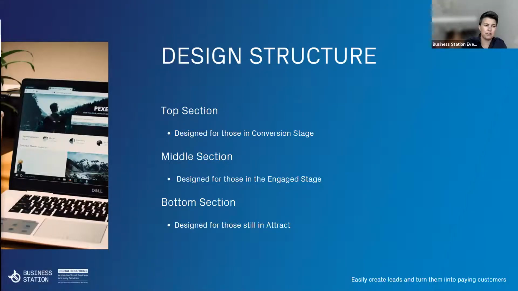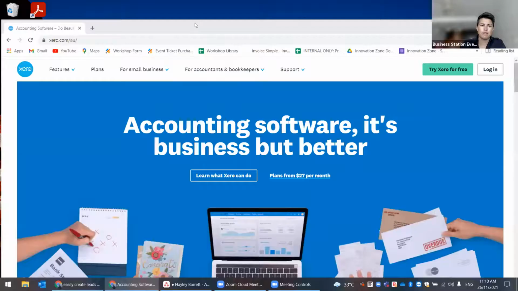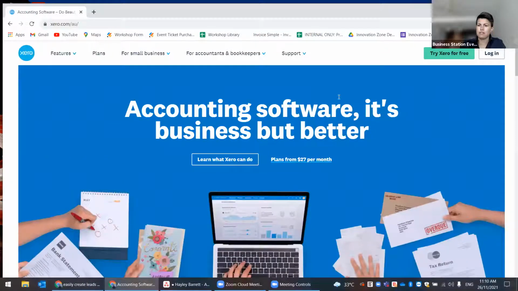I'm just going to show you an example of someone that does this well, or a business that does this as well. All right, so here I have Xero, accounting software. It's business, but better. I'm not going to talk all about this website, but I just want to use it as an example to show you exactly what I'm talking about.